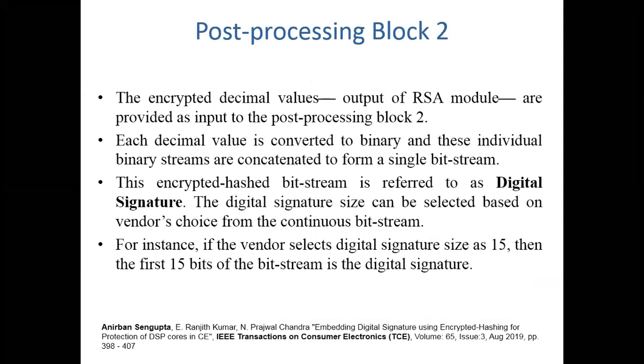Once you have the digital signature, depending on the choice of the designer who wants to secure the design, he can truncate the signature as per the strength of the information that he wants to embed. Therefore, this encrypted hashed bit stream is referred to as the digital signature, which is further truncated based on the value. For example, if the vendor selects a value of 15, that becomes a digital signature of strength 15 bits, and the remaining will be truncated.